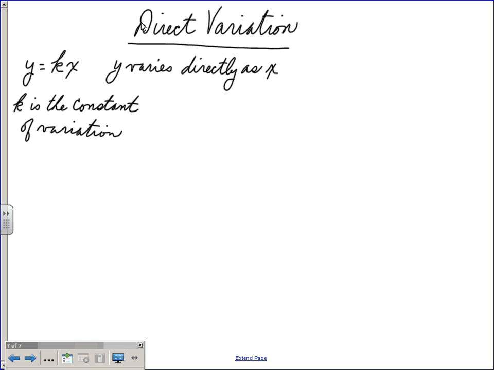By the way, how would I find k? How would I find that constant? If y is equal to kx, what is k equal to? Y divided by x, sure. It's the ratio of y to x. Ratio, rational numbers, a fraction. A ratio is a fraction.